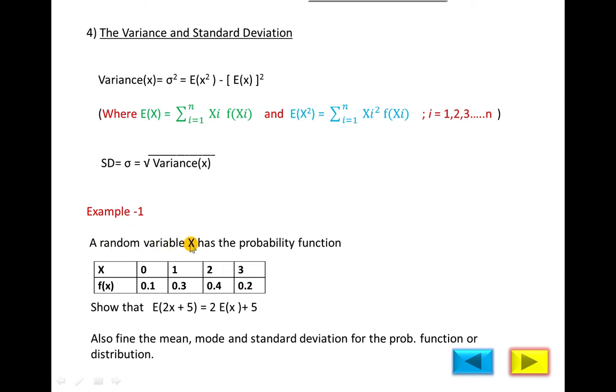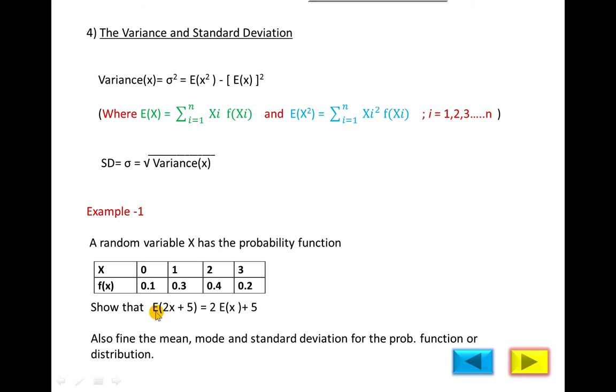A random variable x, this is already given, because the probability of the random variable is also given, has the probability function or probability distribution. The possible values of x are 0, 1, 2, 3. Probabilities are given 0.1, 0.3, 0.4, 0.2. If you calculate the sum of these probabilities, it will always be equal to 1.